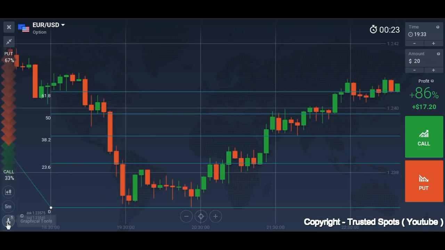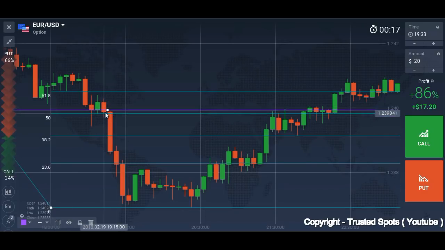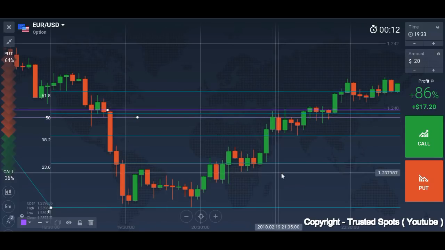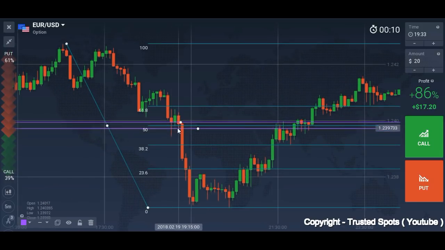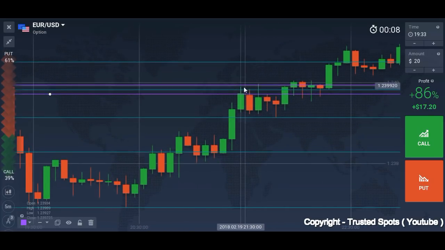It's not. So what you have to do, you always have to select an area of resistance or support. It's up to the trend, whatever you are using. So this is the actual resistance, and you can see that it worked here very well. It worked here very well.